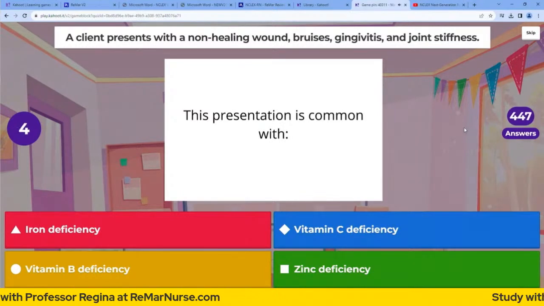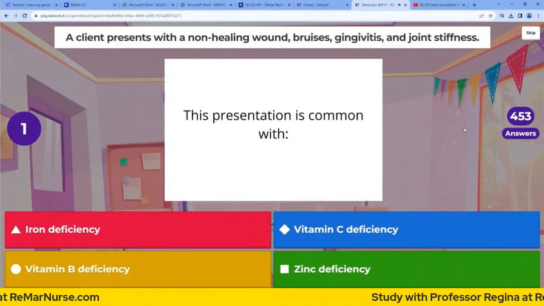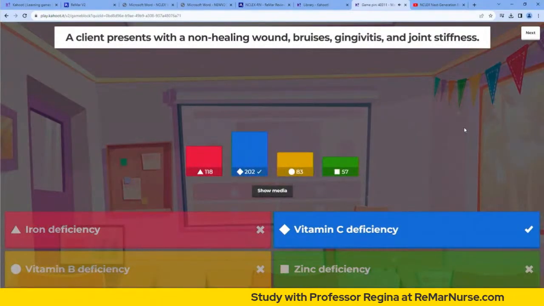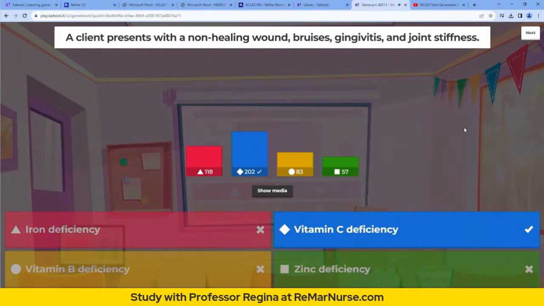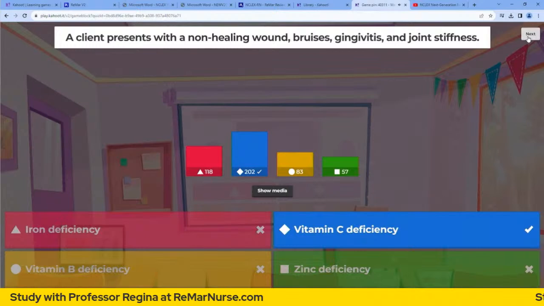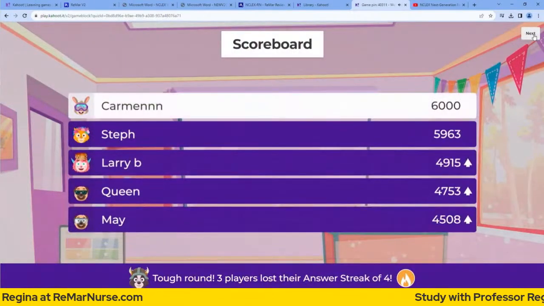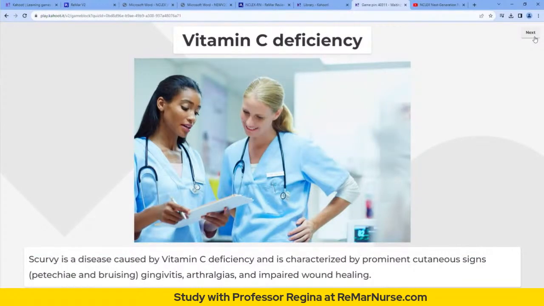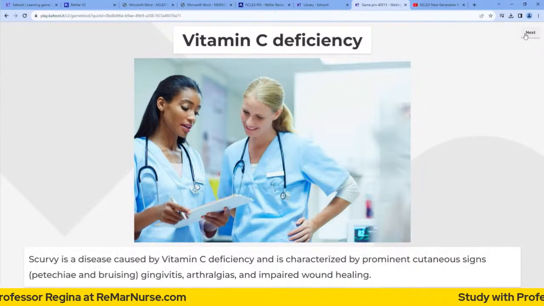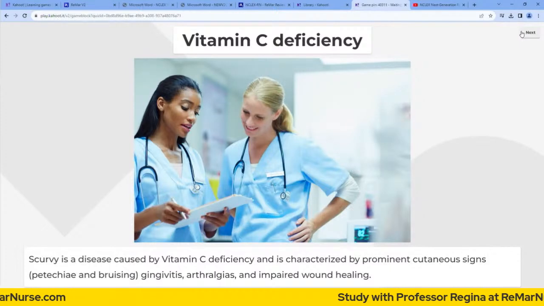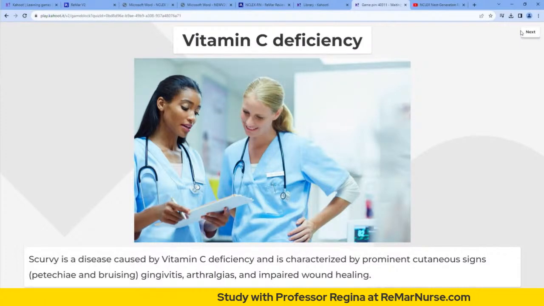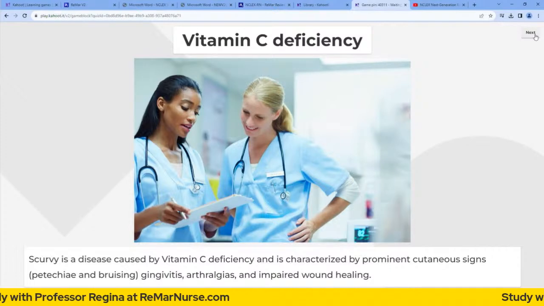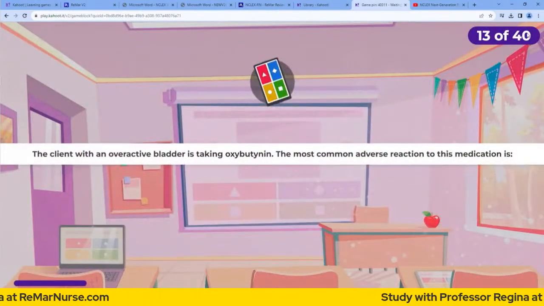The presentation is going to be common with which one? Hey, the majority of you got this one right. It was blue. Good job. I thought that would be tougher than what it was, but you guys are holding it down. Scurvy is a disease caused by vitamin C deficiency, and it's characterized by prominent cutaneous signs, petechiae, bruising, gingivitis, arthralgias, and impaired wound healing. Very good job. The studiers showed up tonight. Oh my goodness, 1,100 nursing students.